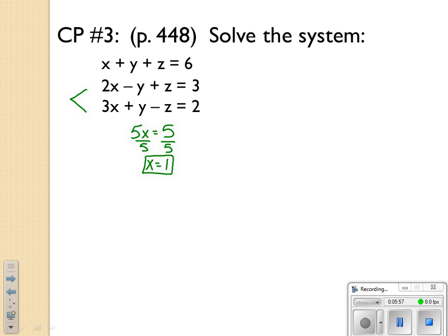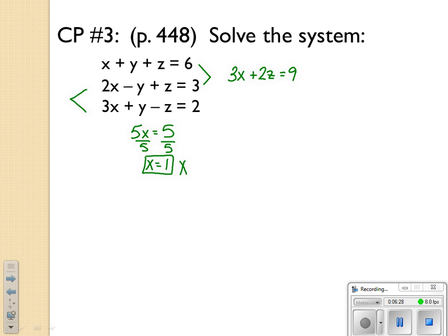I'm going to look at the top two, and I'm going to go ahead and combine there because I can get rid of the y's, and that way I can use the x that I just found to get rid of the x. All right, so combining my top two lines, x and 2x are 3x. My y's, of course, are going to eliminate each other. z plus z will give me 2z, and then 6 plus 3 will give me 9.